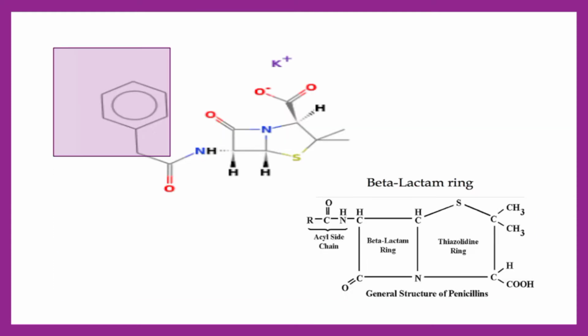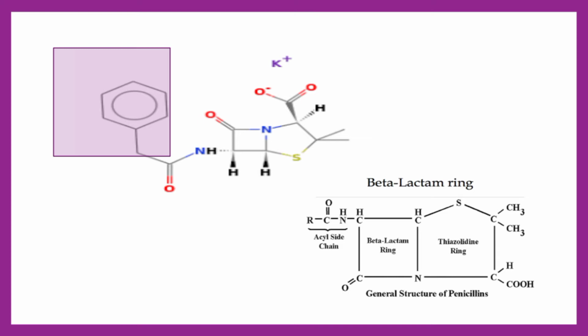The reason is, as you can see, this is the general structure of the beta-lactam ring, wherein, as you all know, this is the beta-lactam ring, this is the thiazolidine ring, and this is the acyl side chain. So the R group decides which penicillin it is. Okay. So if the R is benzyl, like here you can see it is CH2 and a benzene ring, then it is benzyl penicillin. Then if phenoxy is there and this methyl is there, it is phenoxymethyl penicillin, that is nothing but penicillin V.